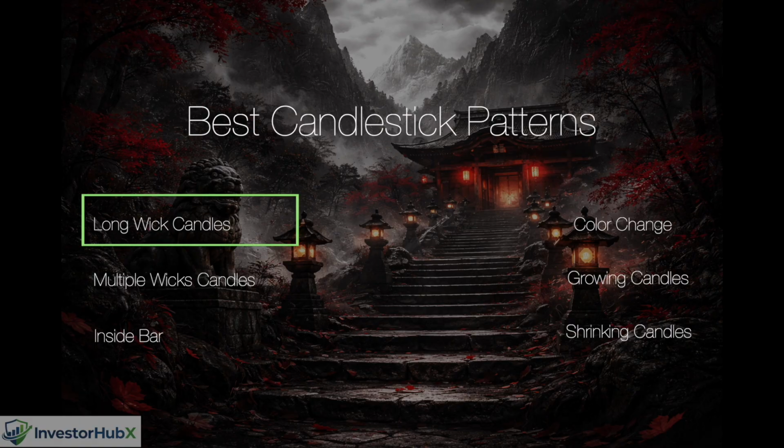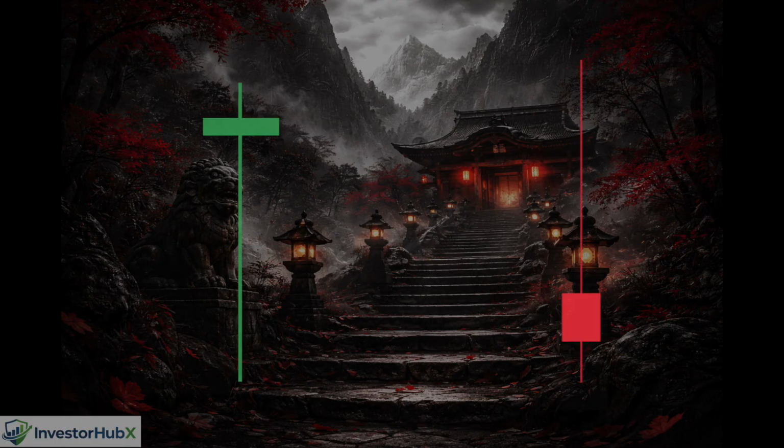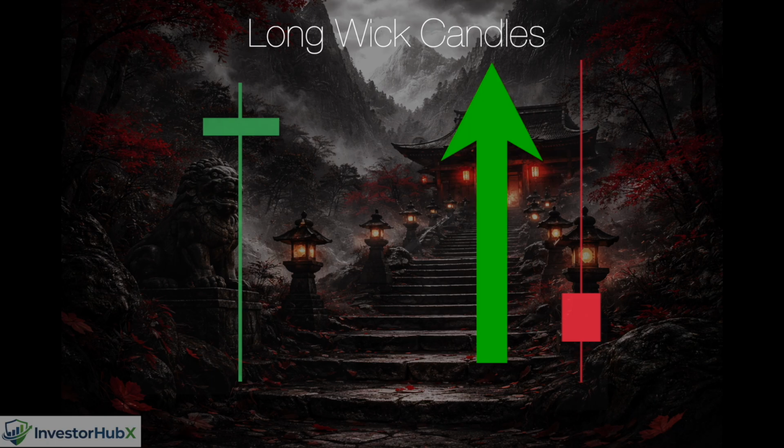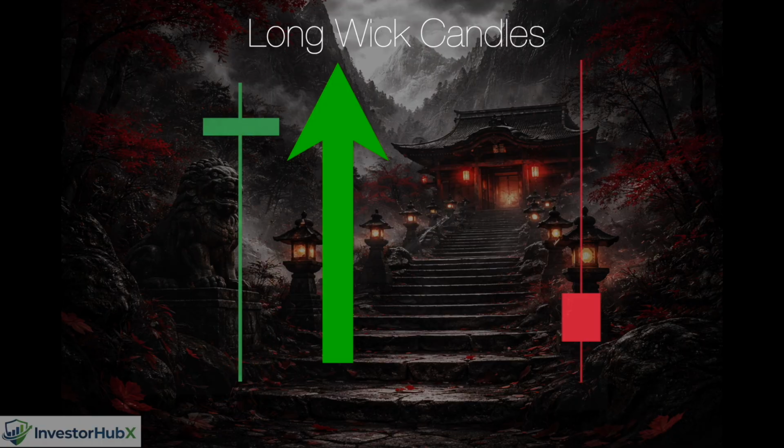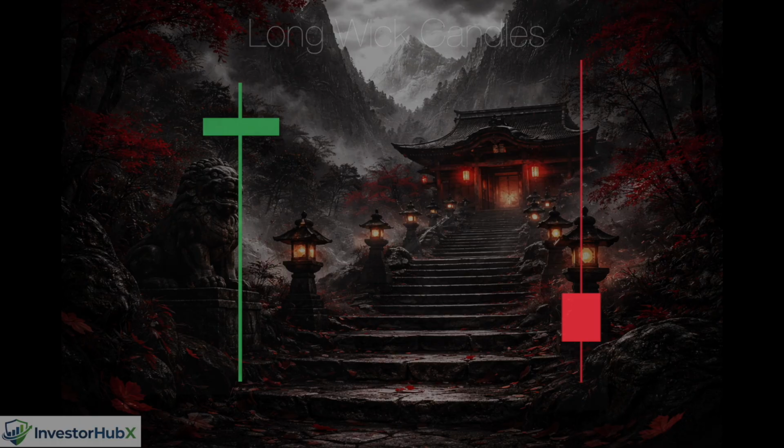Let's start with the long wick candle. A long wick tells us that price attempted to move, but was rejected. If price pushes higher and leaves a long upper wick, it tells us sellers stepped in aggressively. If price pushes lower and leaves a long lower wick, it tells us buyers stepped in to defend that area. The key point is not the direction of the candle, it's the rejection. Long wick candles are especially important at support, resistance, and key levels.